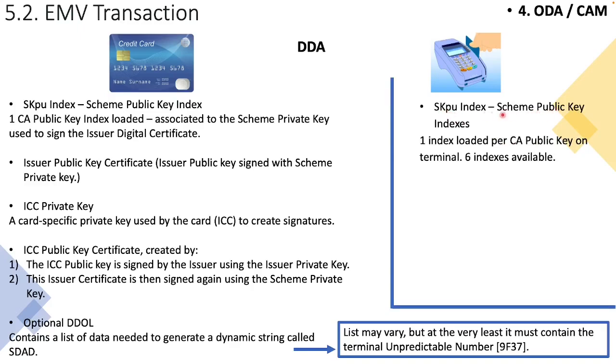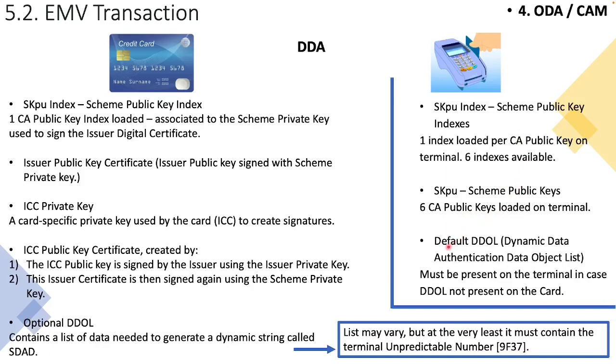From a terminal perspective, it's pretty much the same in terms of having multiple CA public keys, and so we'll have one public key index per public key. So if we've got 6 public keys loaded on a terminal, that means we'll have six indexes available. What's also present on a terminal is a default DDOL, a dynamic data authentication data object list. It must be present on a terminal in case a DDOL is not present on the card. Remember we said this is optional. So in the event where the card doesn't have it, the terminal will use the default DDOL for all the transactions.